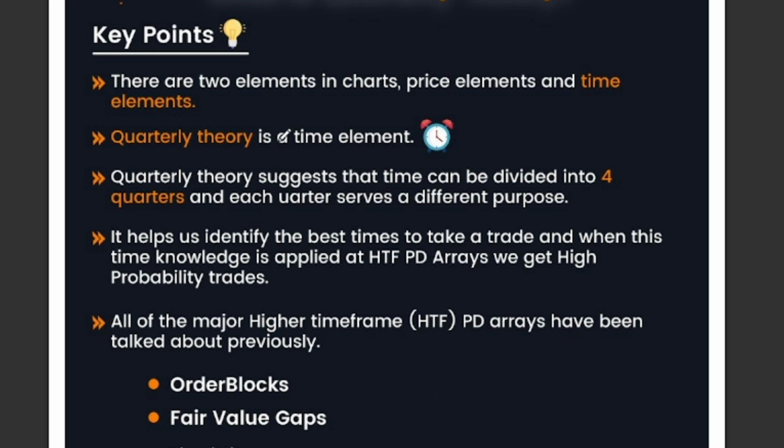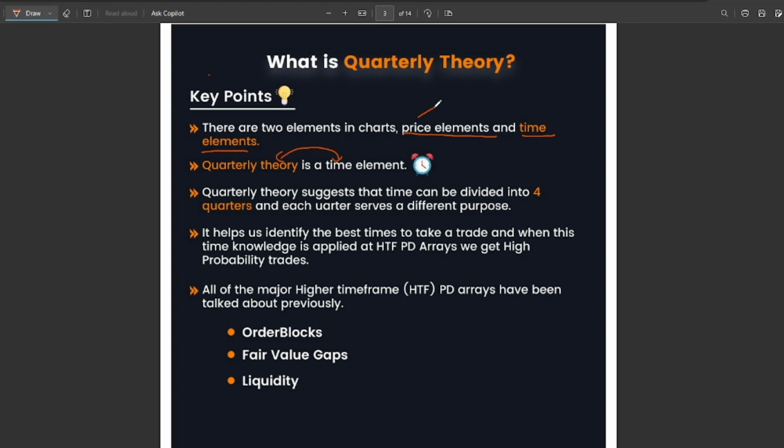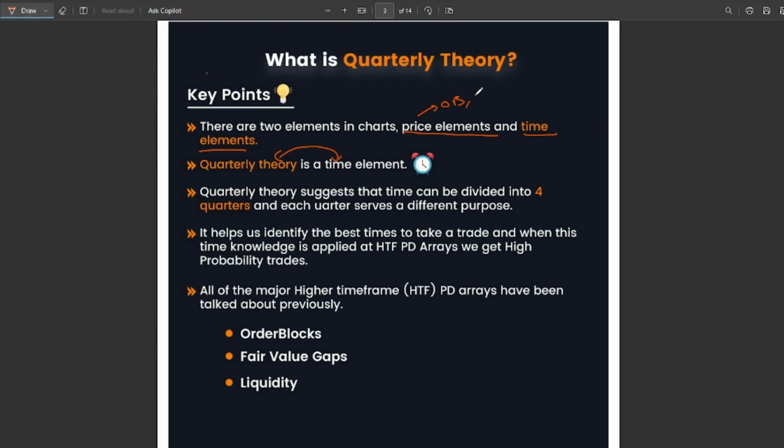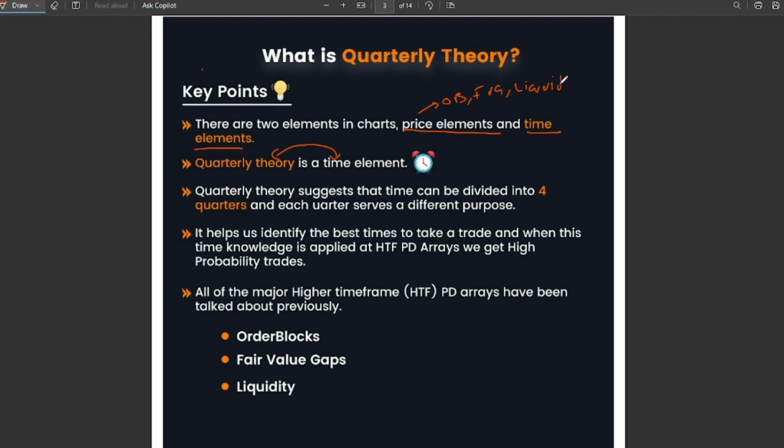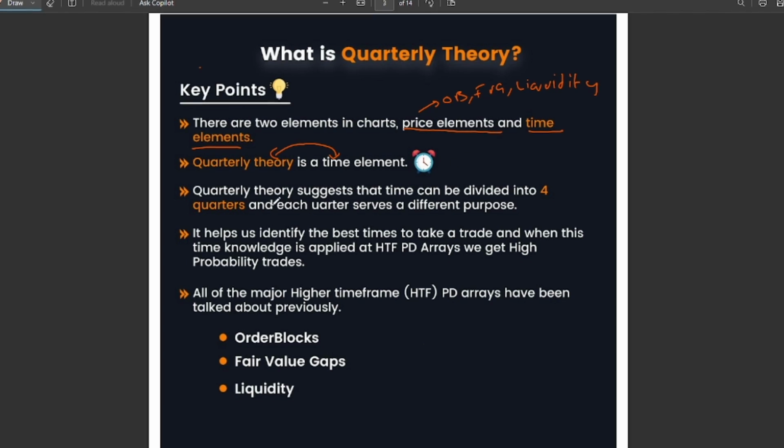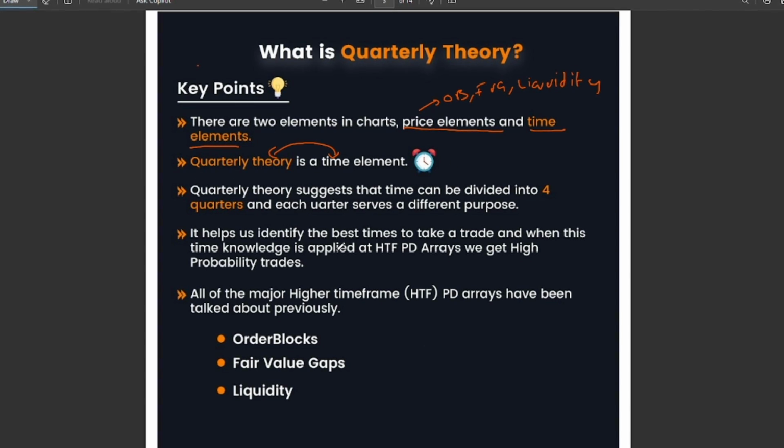So first of all, let's study what is quarterly theory. Quarterly theory is basically a time-based element on the chart. From the previous videos in the playlist, you might know there are only two elements in the chart, either price-based or time-based elements. What are price-based elements? Order blocks, fair value gaps, and liquidity.